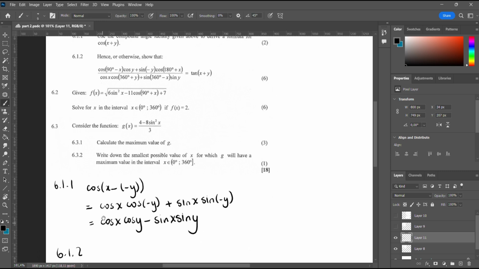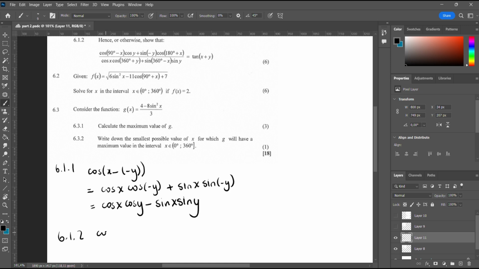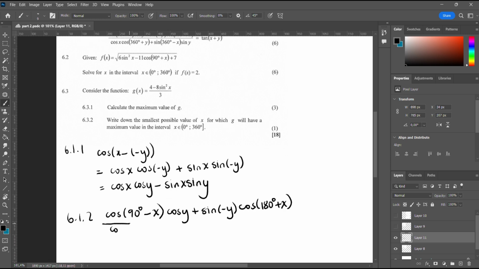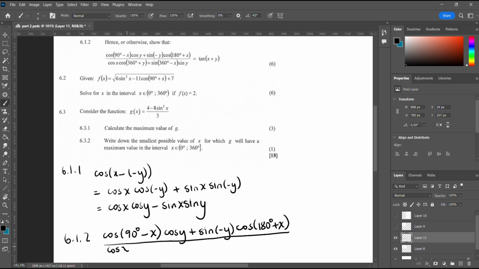So let's write the information down. We have cos of 90 degrees minus x, cos y, plus sine of minus y, cos of 180 degrees plus x, all over cos x cos of 360 degrees plus y plus sine of 360 minus x sine y, right?